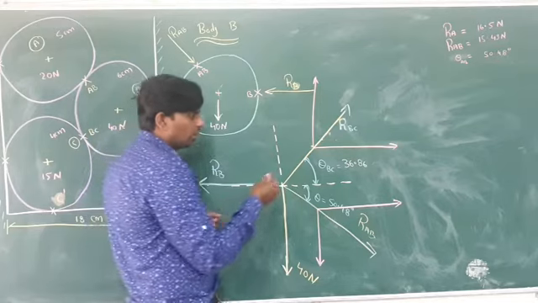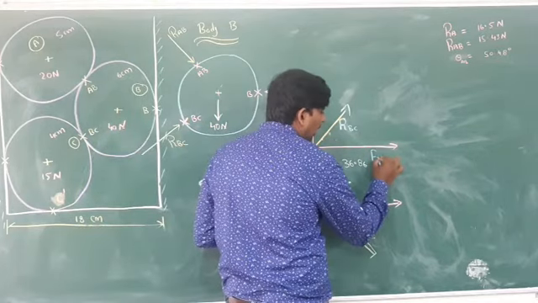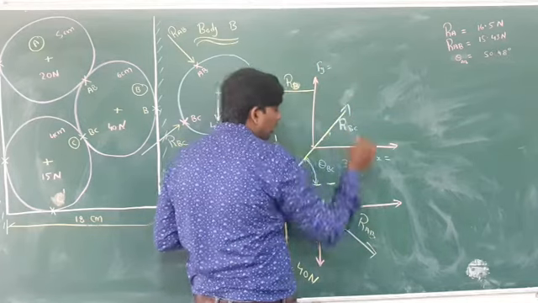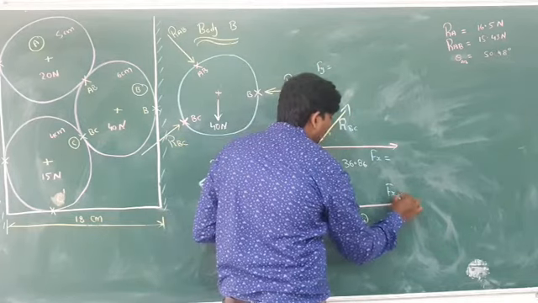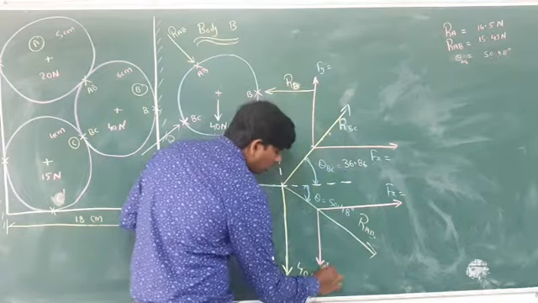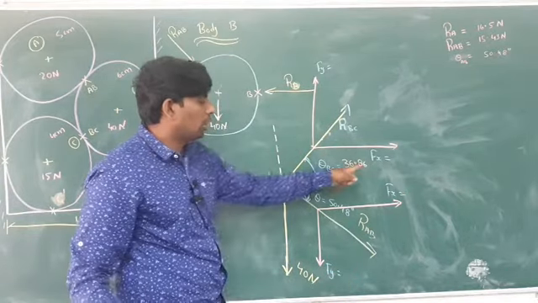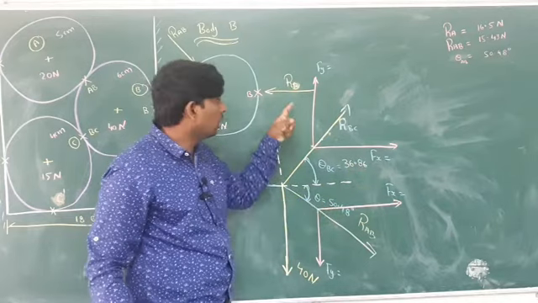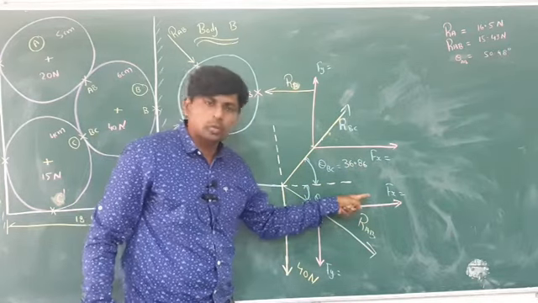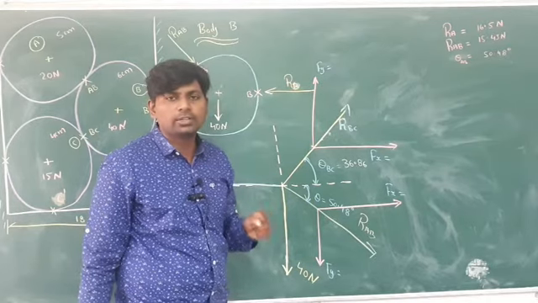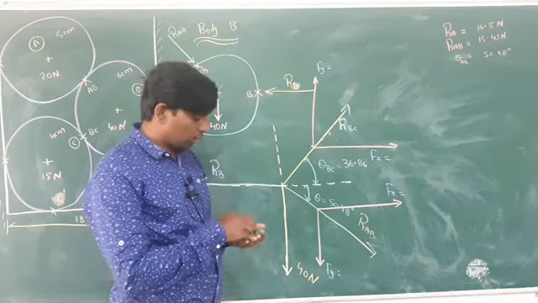After that, horizontal you always have to write as Fx and vertical you always have to write as Fy. After that you have to write the signs.